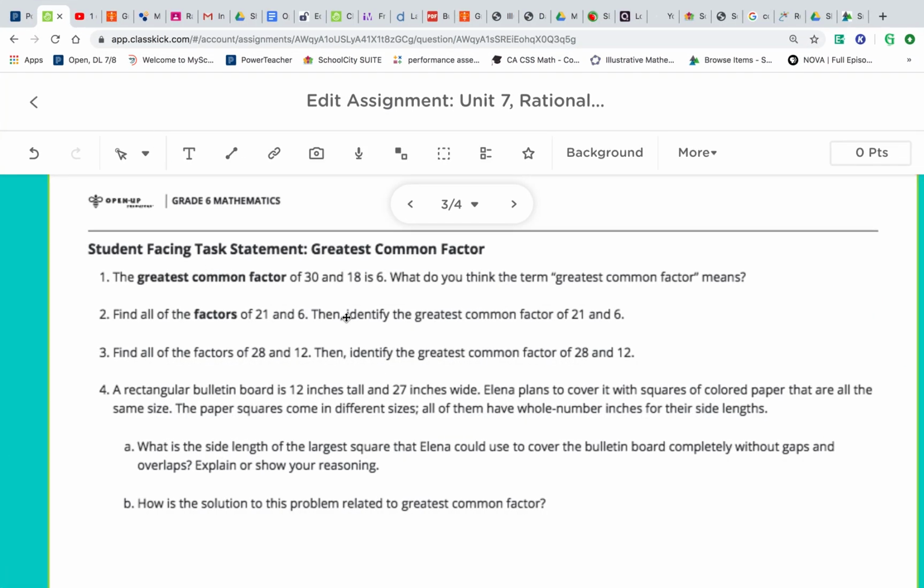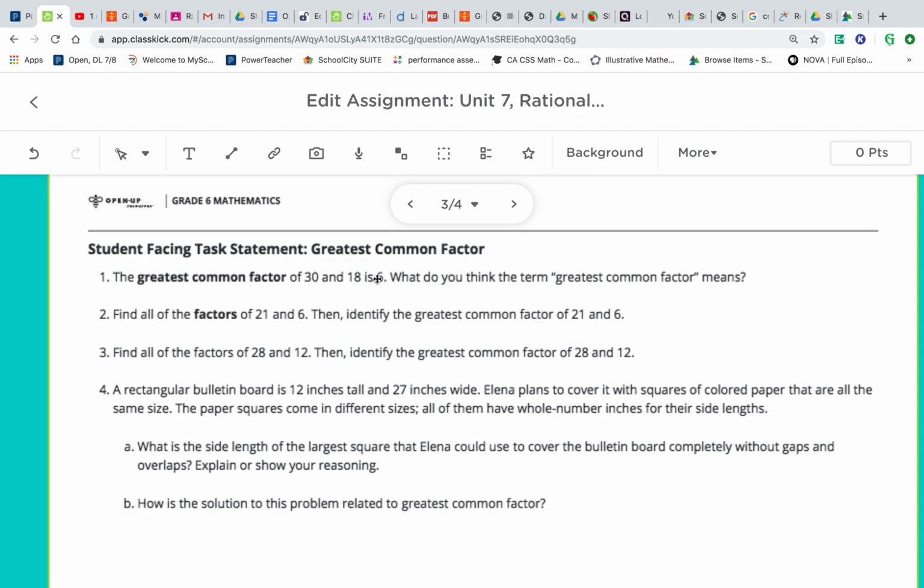All right, we are back with the second activity in lesson 16 of Unit 7, greatest common factor. Okay, so very important to understand what greatest common factor means. We have an example. The greatest common factor of 30 and 18 is 6. So based off of that, what do you think the term greatest common factor means?